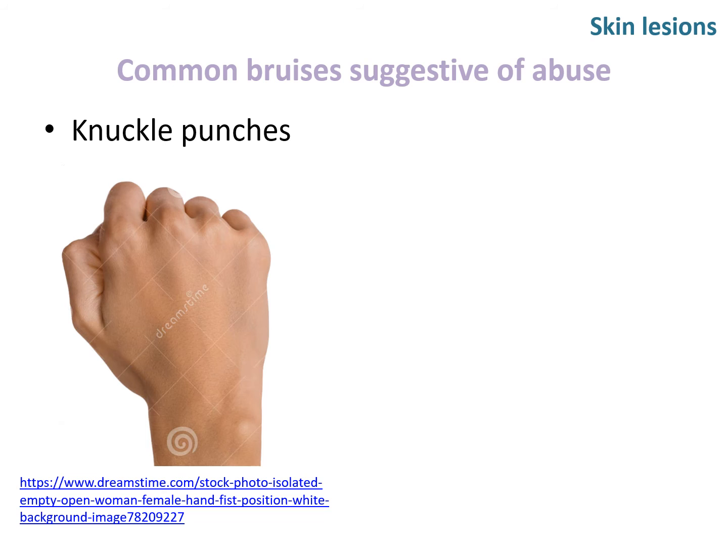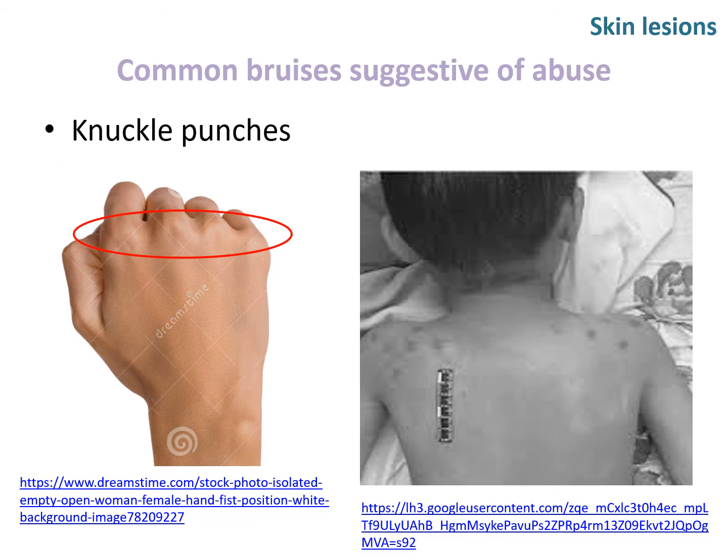The third type is knuckle punches. What are knuckles? Knuckles are the joints between the metacarpal bones and phalanges, shown by the circle here. If someone punches the child, he will have a row of 3 or 4 nearly round bruises.